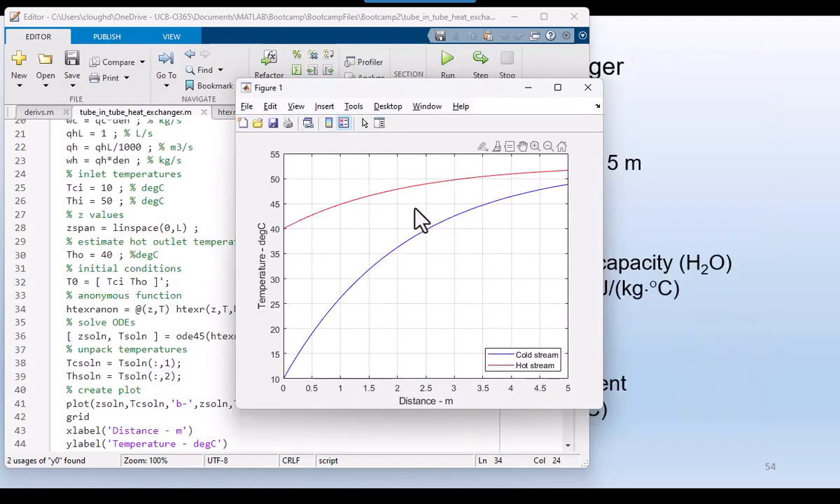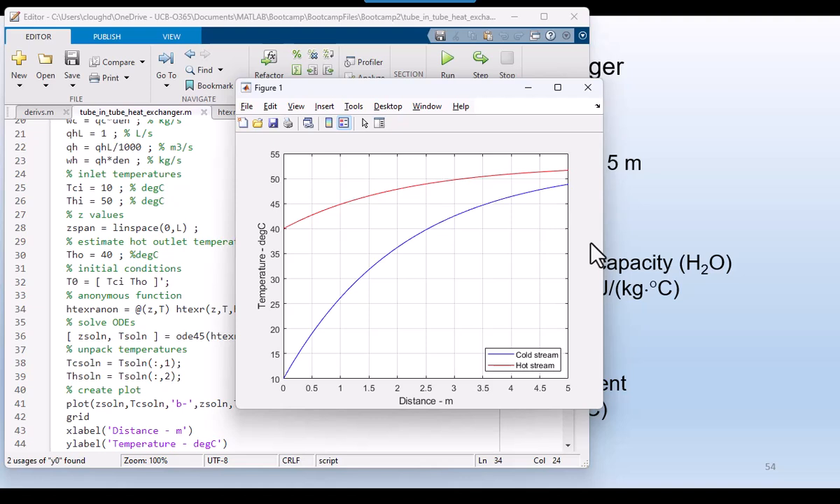Yeah, it just didn't show the graph. So this is what we've got for the cold and the hot stream from 0 to 5 meters. And you'll notice that we started with 40, and our inlet hot that it's getting is about 52 degrees. And the specification is that it needs to be 50 degrees, which is the true inlet hot temperature.